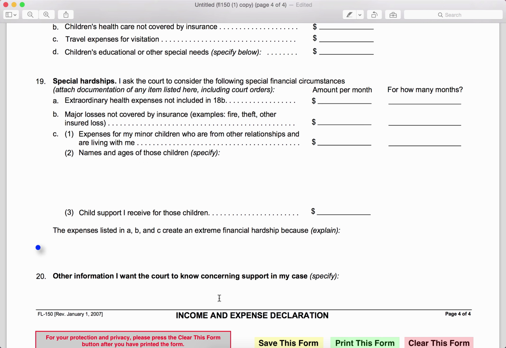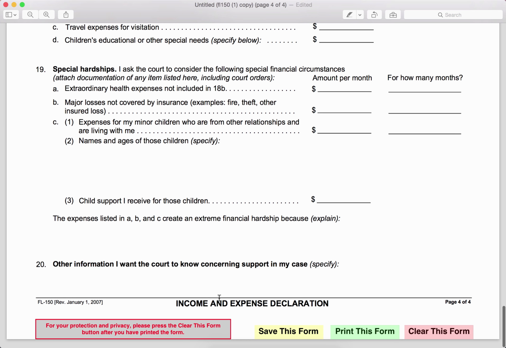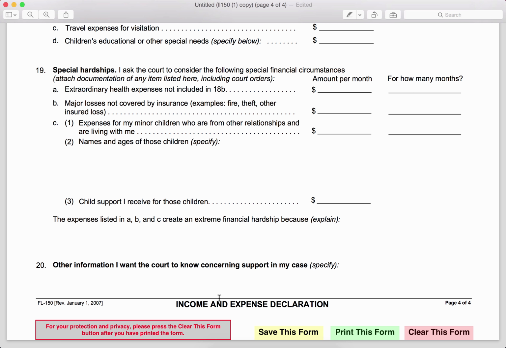In item 20, you can let the court know anything else you think the judge should know about support in your matter. Before you file this form, be sure to attach copies of your most recent 2 months of pay stubs. Black out your Social Security number if it appears on the pay stubs. When you go to your hearing, bring your most recent federal tax return with your Social Security number blocked out.